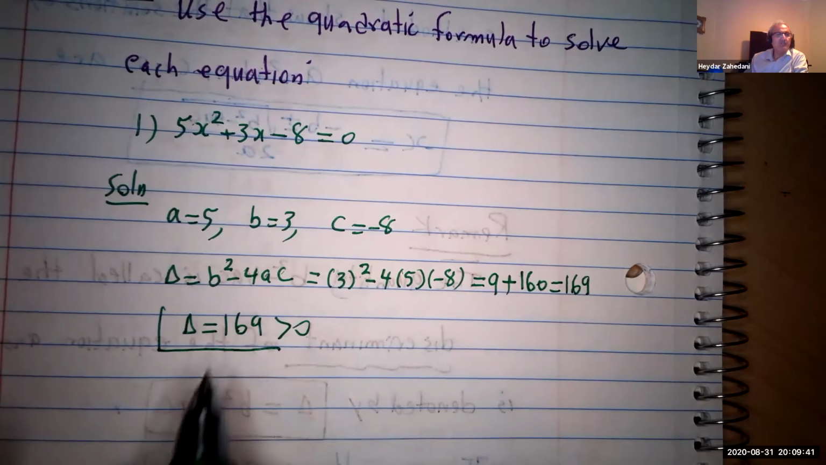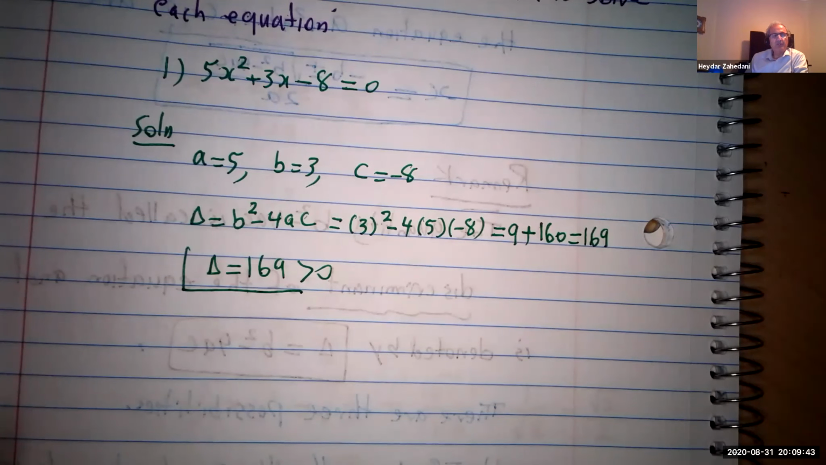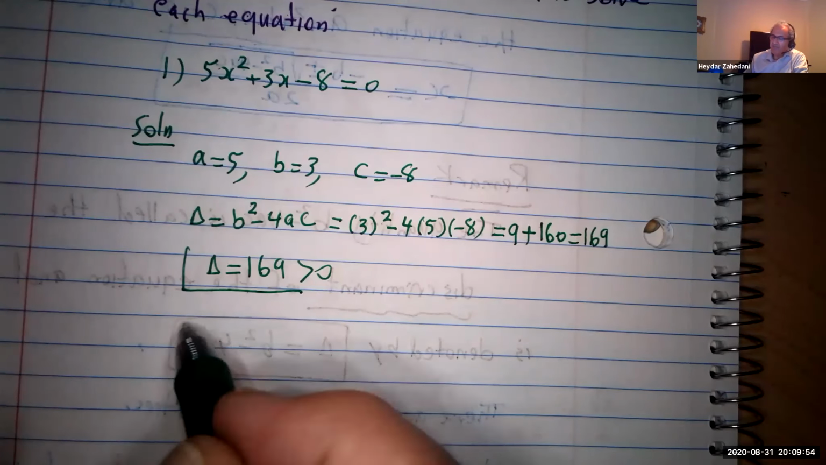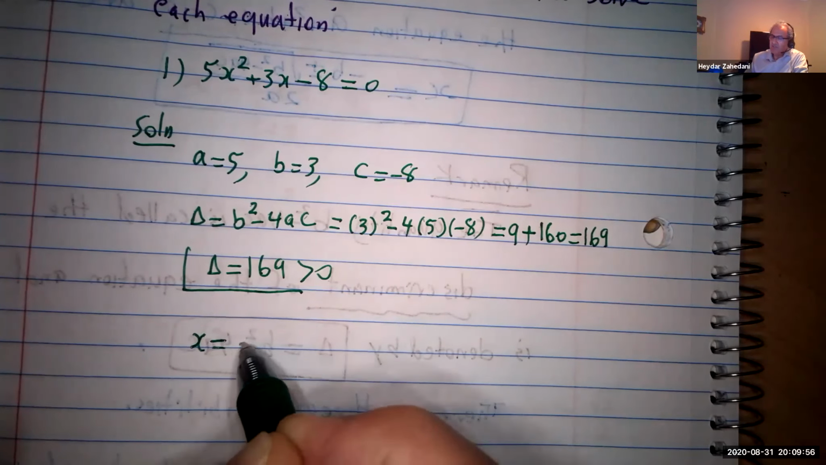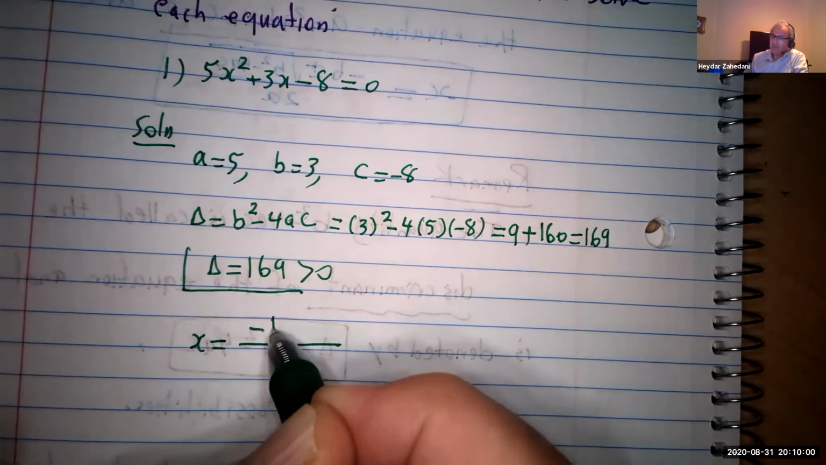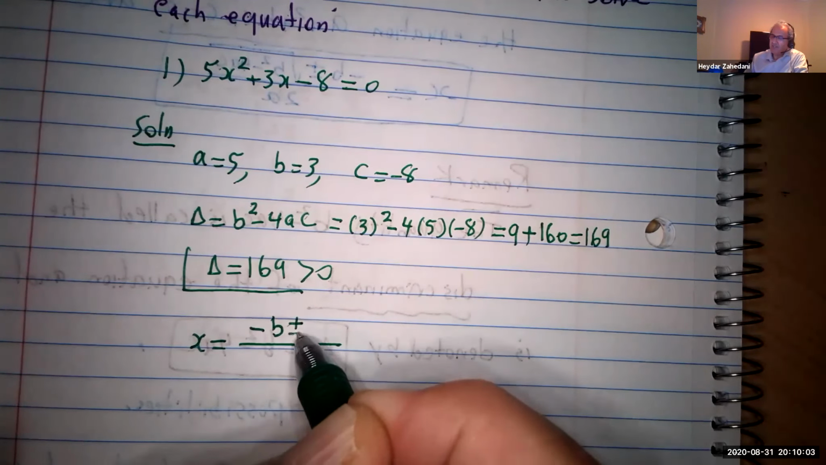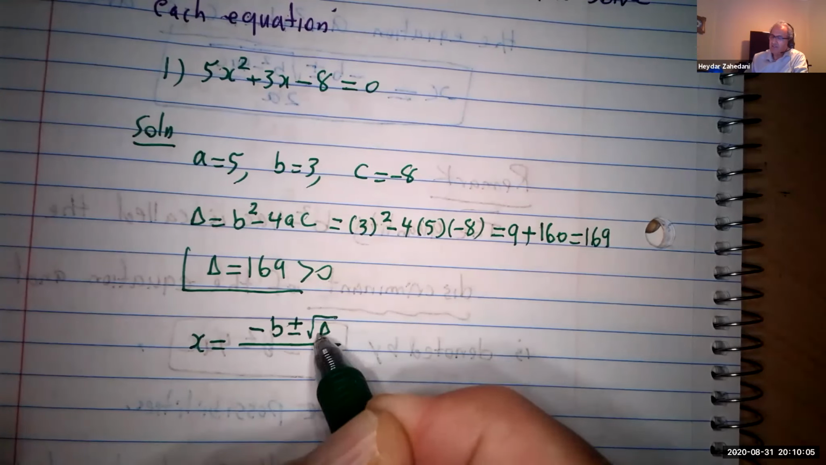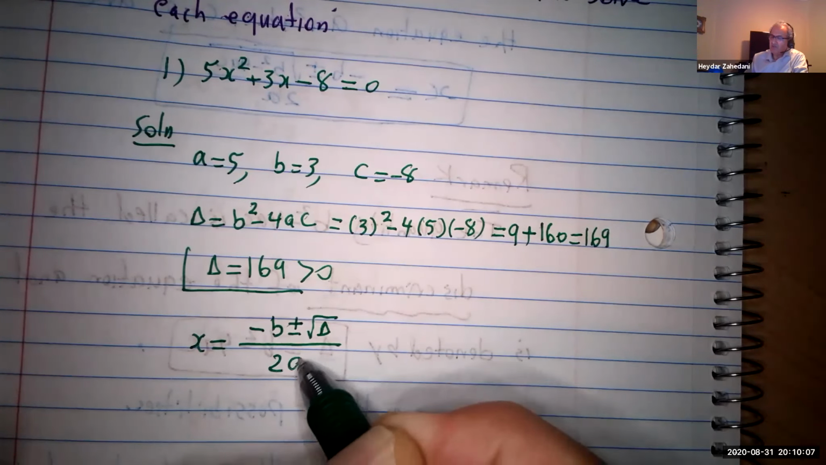So you have two solutions. So we continue. If it's going to be negative, you stop. You don't have to continue, okay? So we continue, we get the formula. The formula is x equal to what? It's going to be negative b, remember? Plus or minus radical delta over 2a, that's your formula.